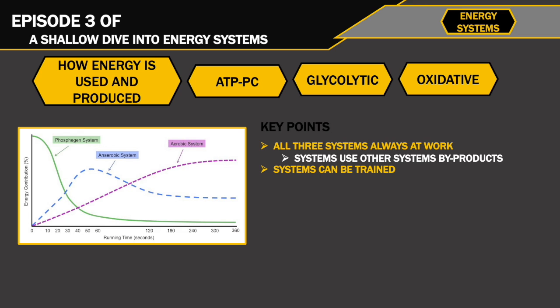Now these systems can be trained. There's a reason why sprinters usually sprint in practice and why long distance runners usually run long distances to help them improve in their sport. Now there's no differences between a male and a female energy system, or rather how our body produces that energy to be used for exercise.